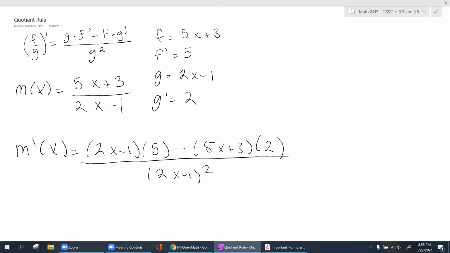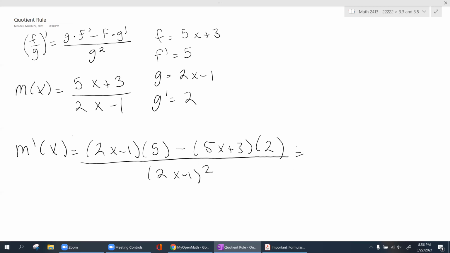Whenever you're doing the quotient rule, you need to simplify the numerator, but do not simplify the denominator. I would say like 99% of the time, you do not have to simplify the denominator. And as you continue with the course, you'll eventually find out why it's very nice algebraically to not simplify the denominator.